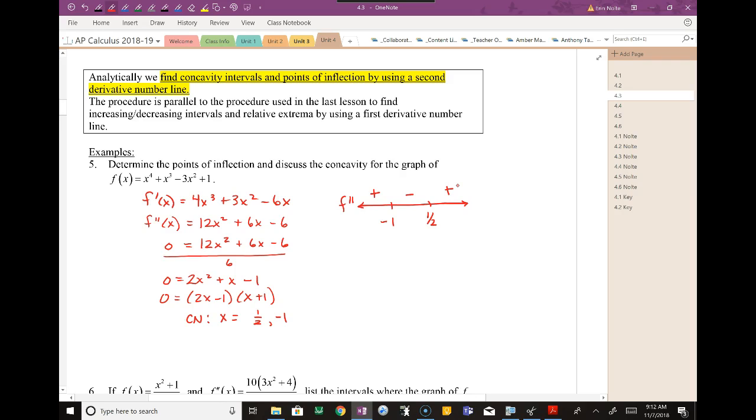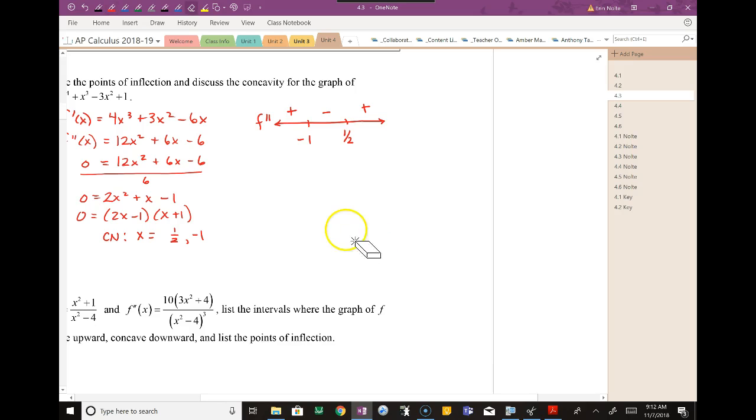Okay, so right here, I can tell you that we have 2 points of inflection. Okay, we have 2 values where you're going from a positive to a negative, and then a negative to a positive. Okay, so just so you know, this function is concave up between which values? Okay, so from negative infinity to negative 1, and from 1/2 to infinity. So therefore it is concave down between negative 1 and 1/2.